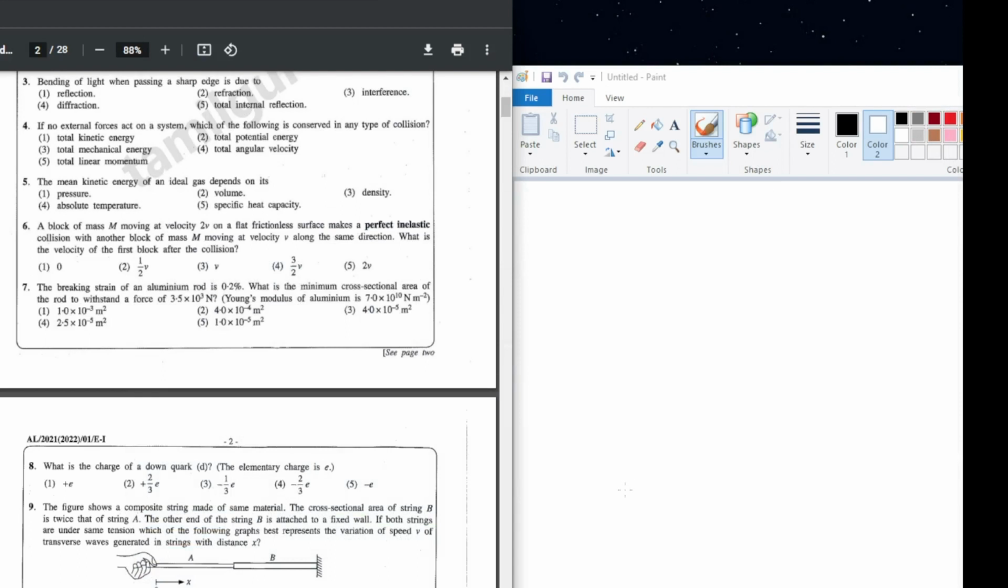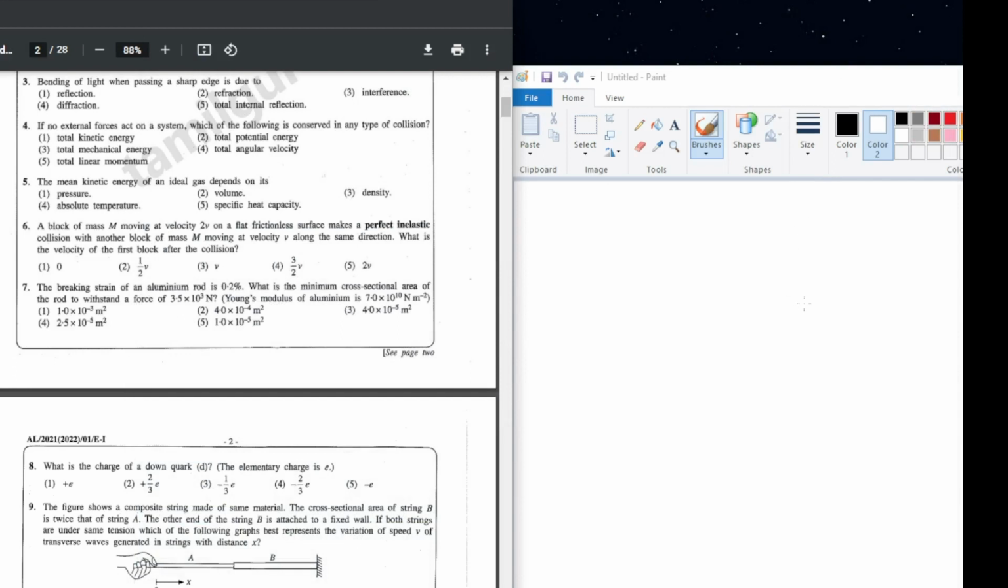Question number 8. What is the charge of a down quark? That you have to remember. Answer is 3. Minus 1 over 3 E. Answer 3.